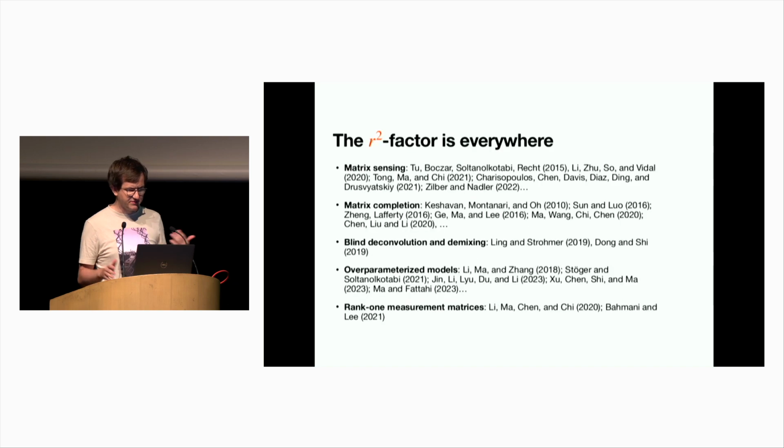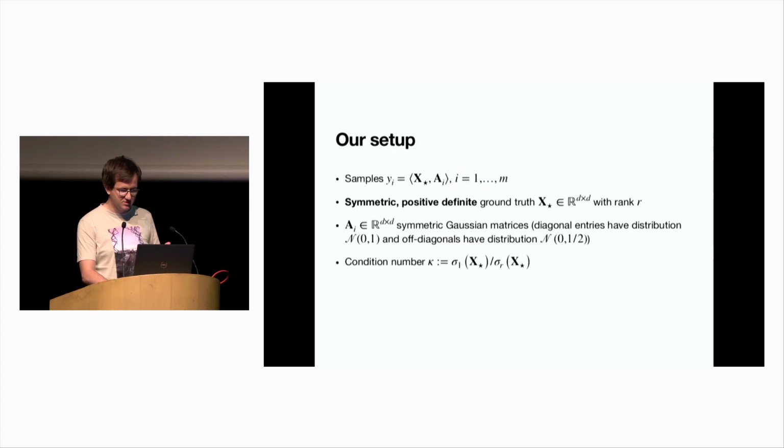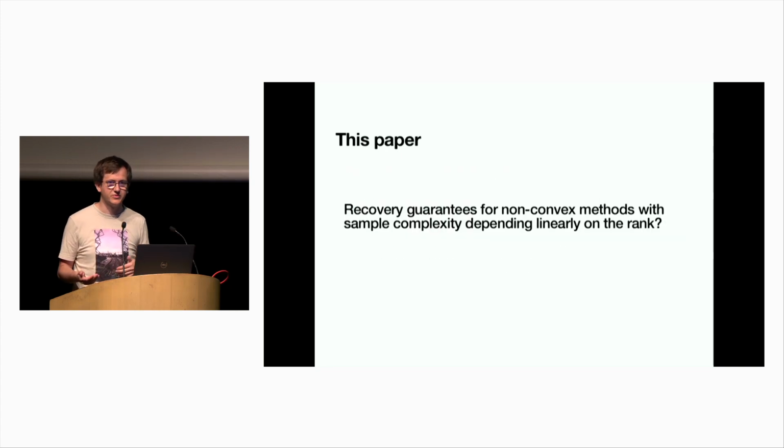Of course, there's a huge literature on non-convex optimization with matrix factorization, and here I've listed some papers. If you go through all these papers, you see everywhere the sample complexity is R squared times D. So this is really a fundamental problem in the literature, where you have this additional R factor in the sample complexity, and the question is, do we need it? Yes, and this is what we want to focus on in this paper.